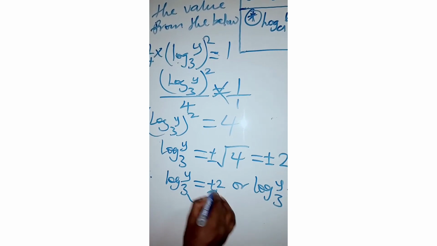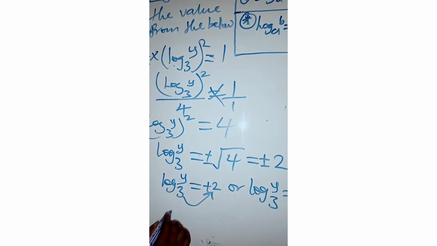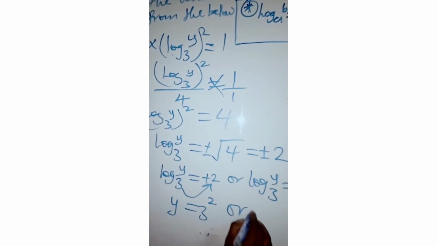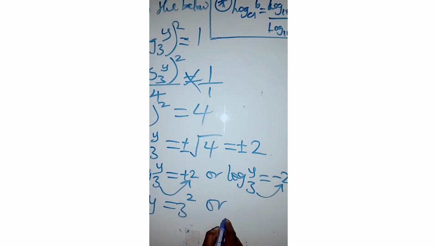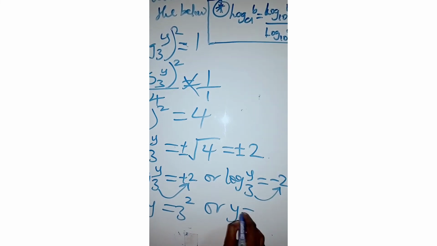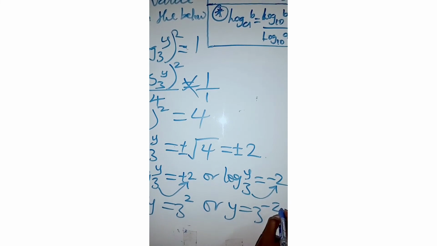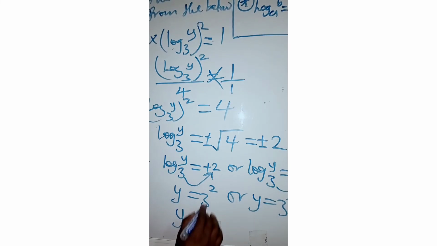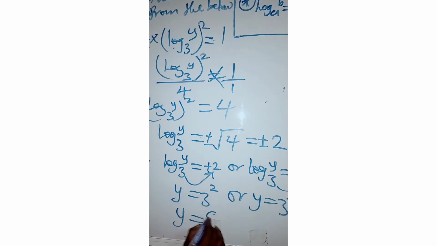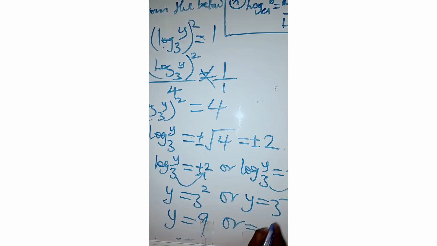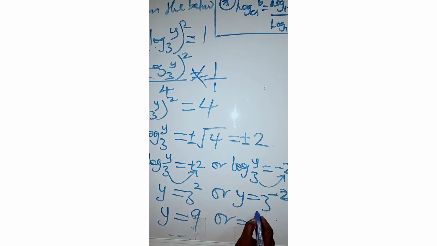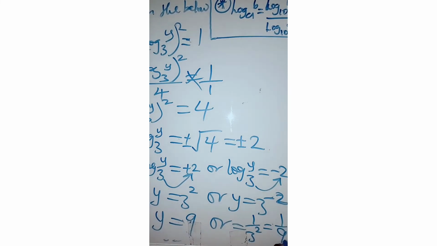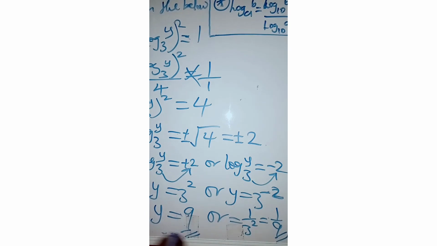When we apply the rule, this will come and carry this, then we are going to have y equal to 3 raised to power 2, or the same thing applicable to this: y will come down, then we are going to have 3 raised to power minus 2. Then you have y equal to 3 raised to power 2, that's 9. Or this minus will turn to 1/3 raised to power 2, then you are going to have 1/9 as your final answer. The answer for y is 9.